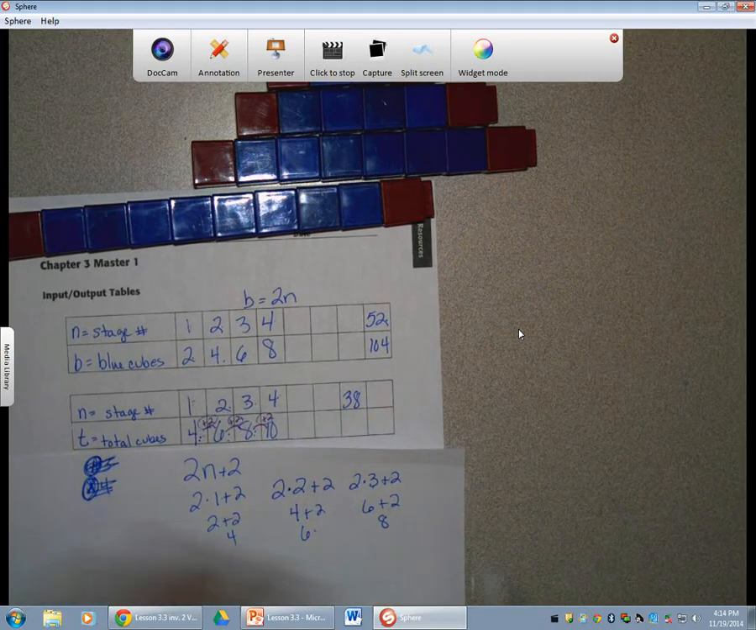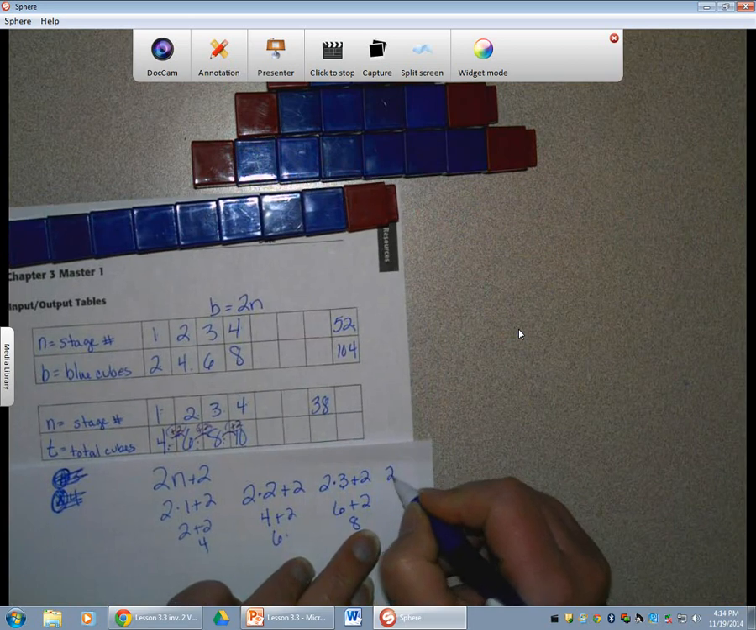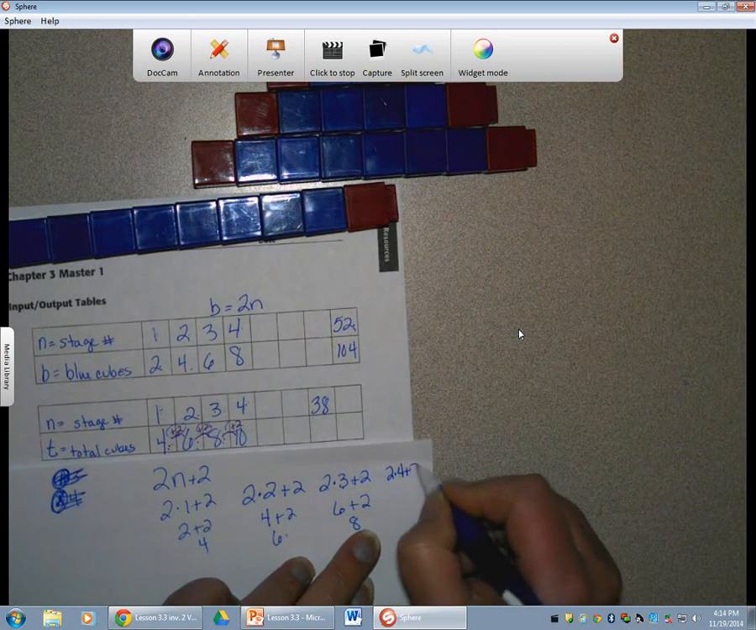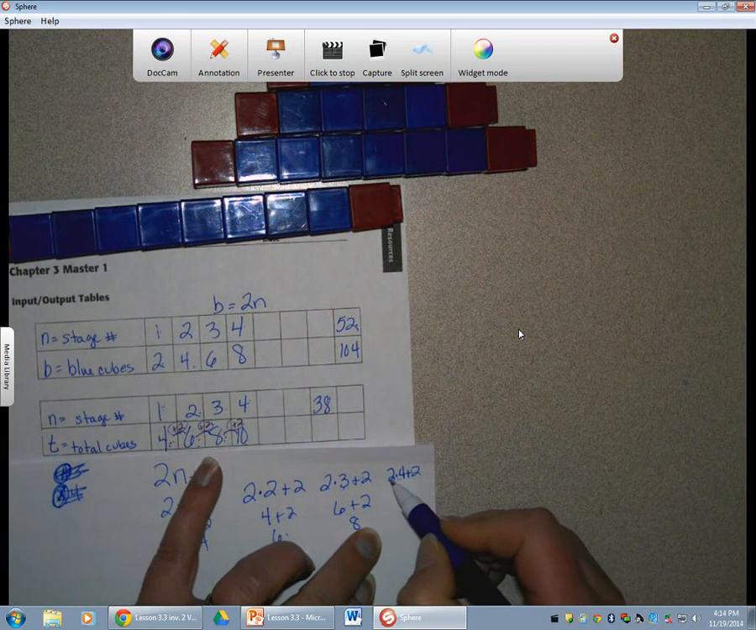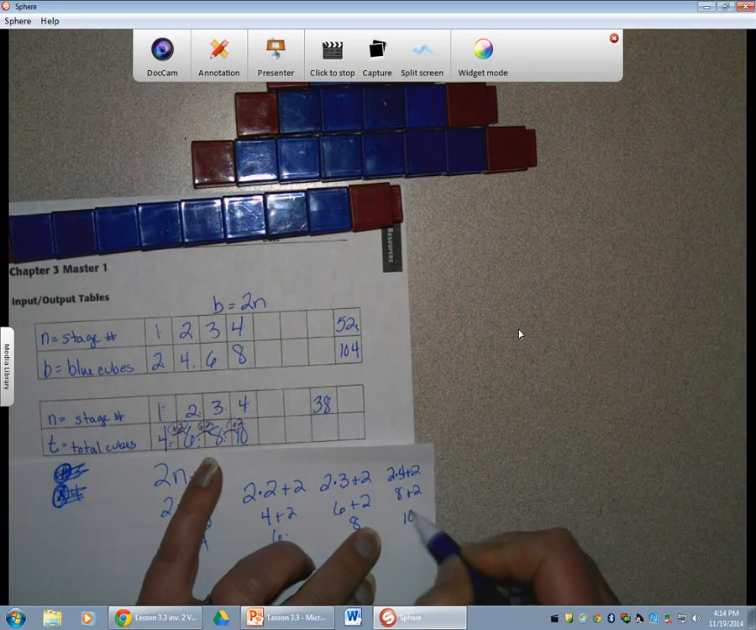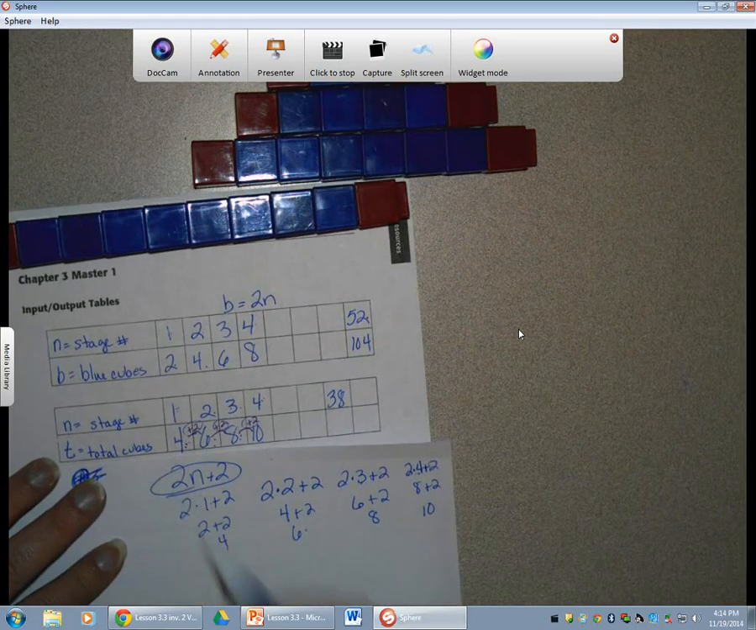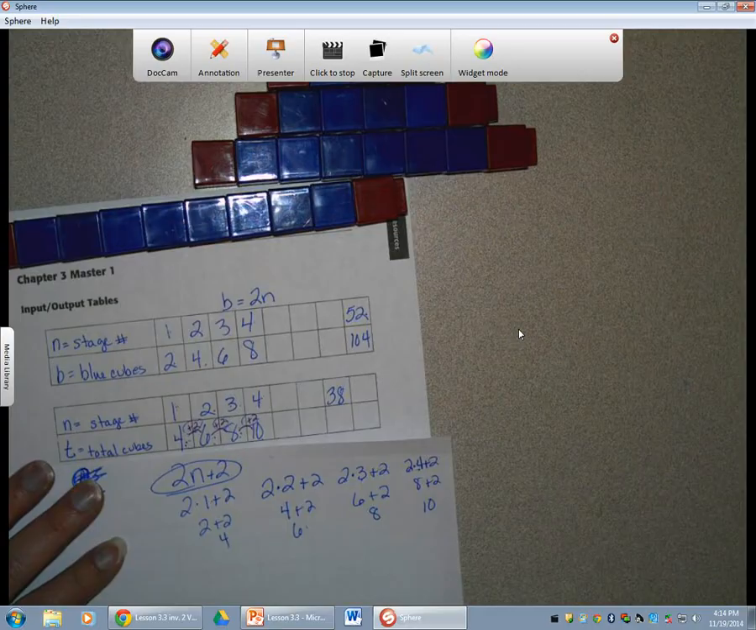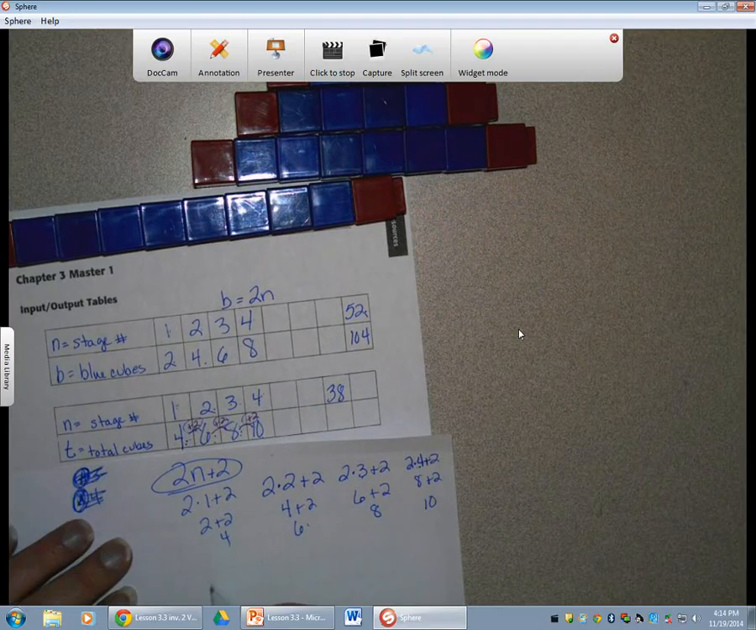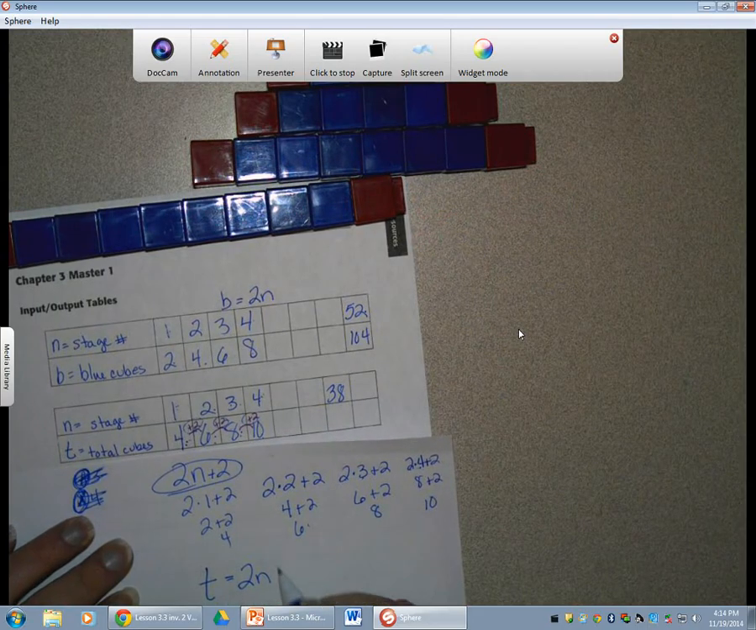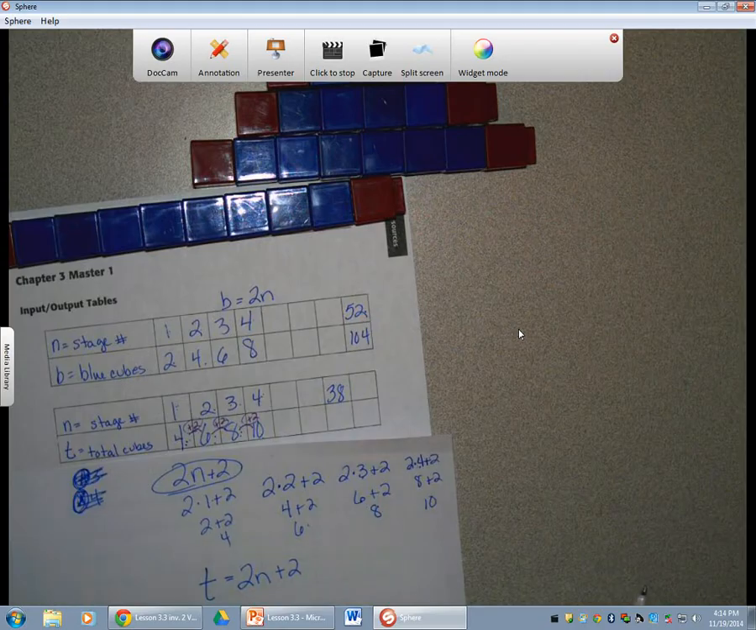Let's just double check stage 4. 2 times 4 plus 2. So 2 times the stage number is 8, and that equals 10. Oh, look, we found it. So I want to take my rule, and of course I don't want to leave an expression. I want to make it a complete equation. So the total number of cubes is equal to 2 times the stage number plus 2. And that's the method I can use to find my rule.